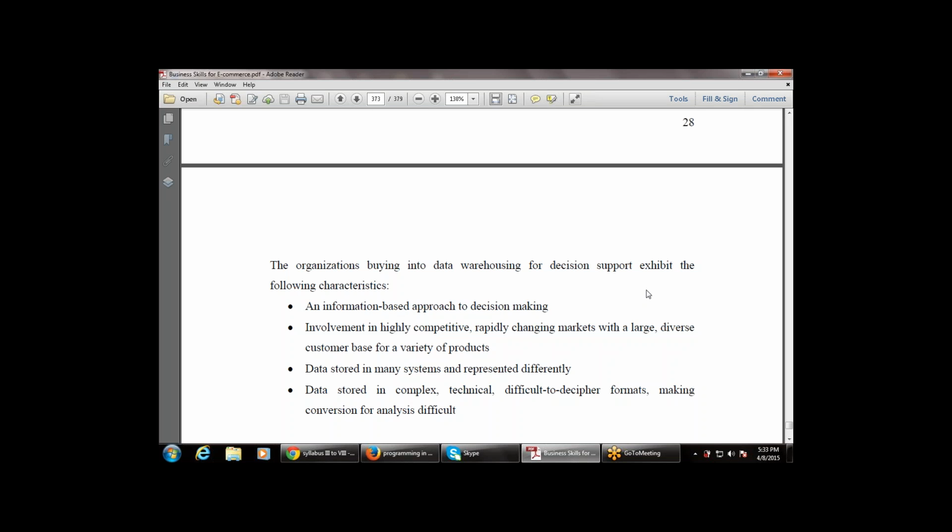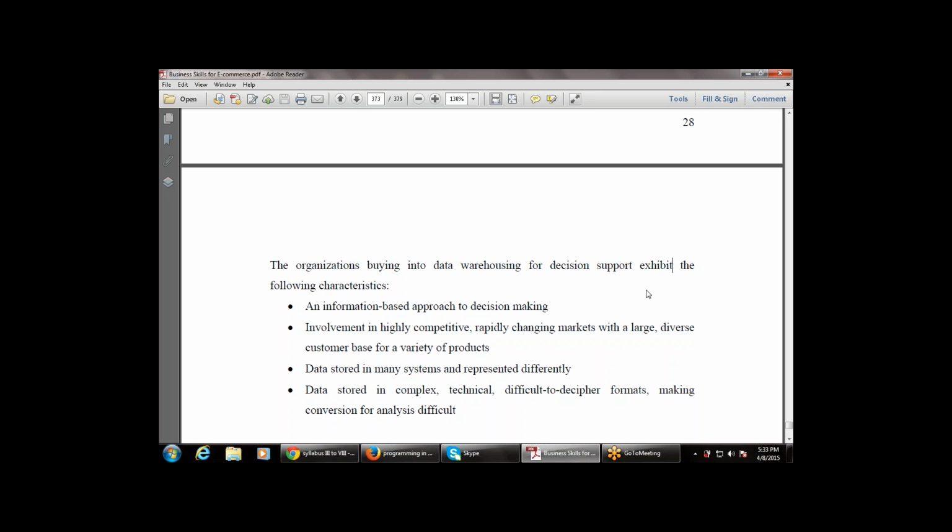Then the next feature is that data is stored in many systems and represented differently. Then data is stored in complex, technical, difficult to decipher formats, making conversion for analysis difficult. So that is an organization's need, that is, an organization buys a data warehouse to help with decision making.